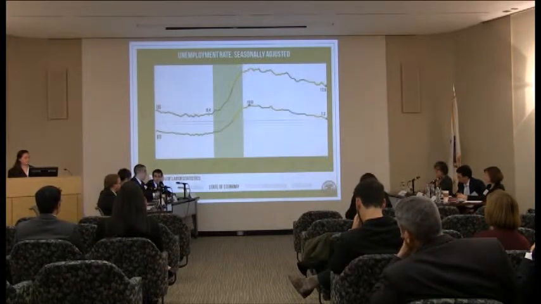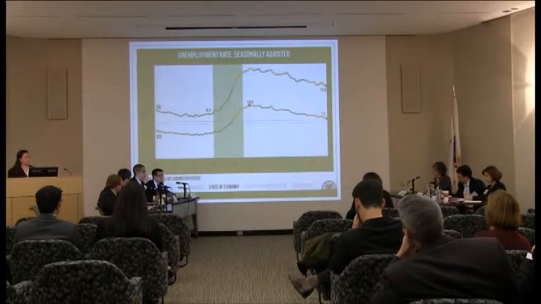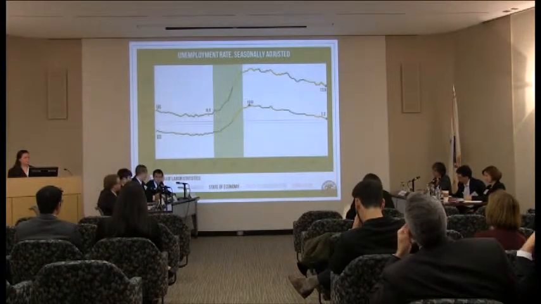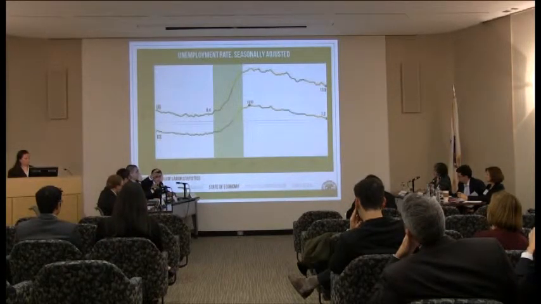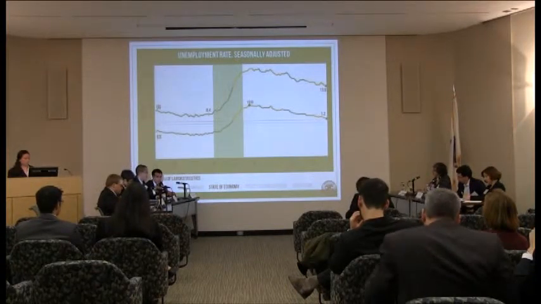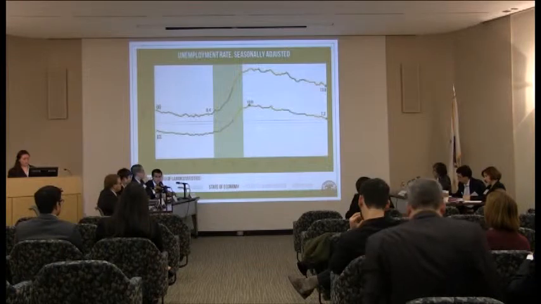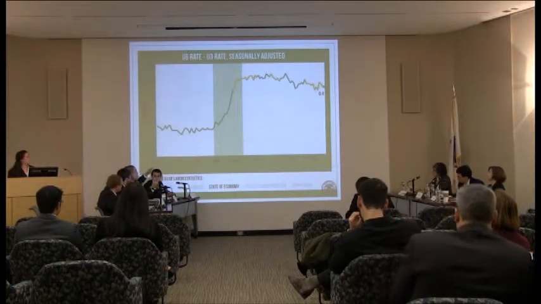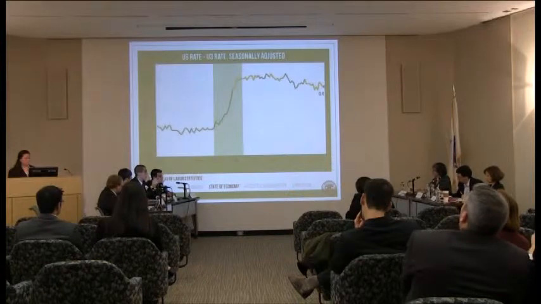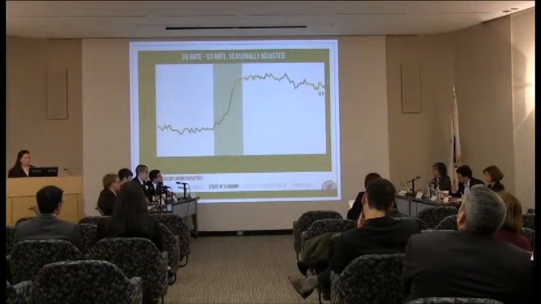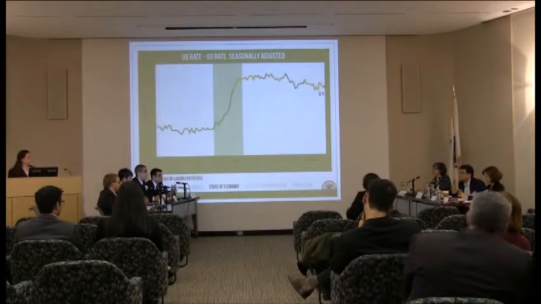But the key indicator that we still see as a threat would be the U6 rate, which of course includes the marginally attached workers and those employed part-time for economic reasons. The difference between that and the U3 rate, which would actually just isolate the marginally attached workers and those employed part-time, typically prior to the recession hovered below 4%, but it's still above 6%. So a fully recovered labor market would ideally have that figure back toward pre-recessionary levels of 4%.